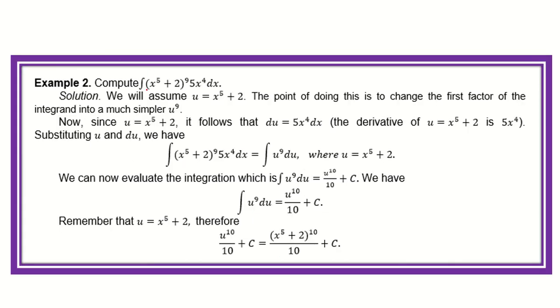Example 2, integral of this. So this is your u, u equals x to the 5th plus 5. And then the derivative of that is 5x to the 4th dx. So the du is here, this one. So that is u to the power of 9 du. Okay. So our u is x to the 5th, plus 1 plus 1, that is u to the 10 over 10 plus c. So if u is x to the 5th plus 2, by substitution, you've got this one.